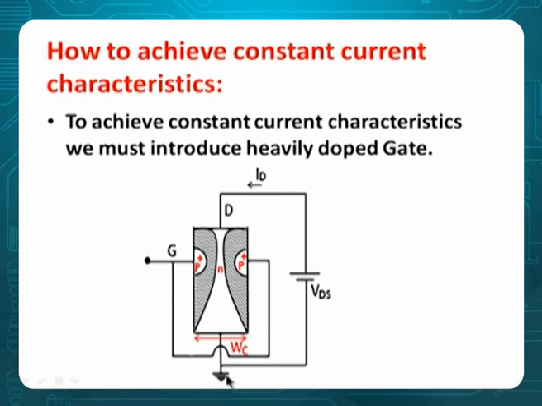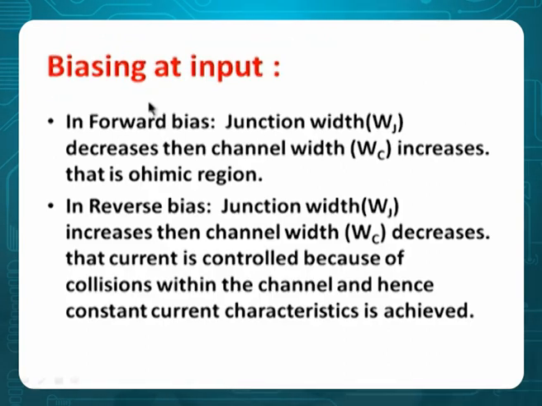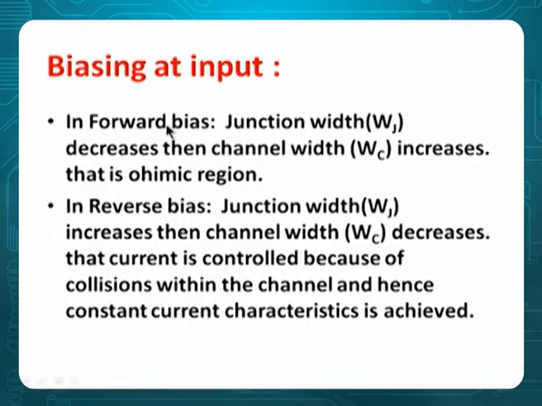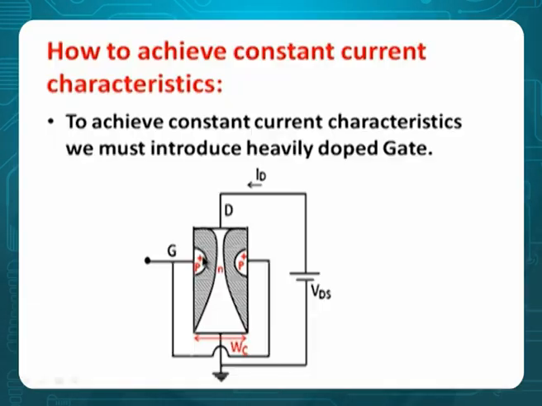Then let us see what is happening. First, biasing. What type of biasing should I give at the input? Suppose I give forward bias, junction width will decrease, channel width will increase, current will increase. You will still get the ohmic region. But if you reverse bias it, junction width increases, that means channel width decreases. That's why we have to give reverse bias at the input.